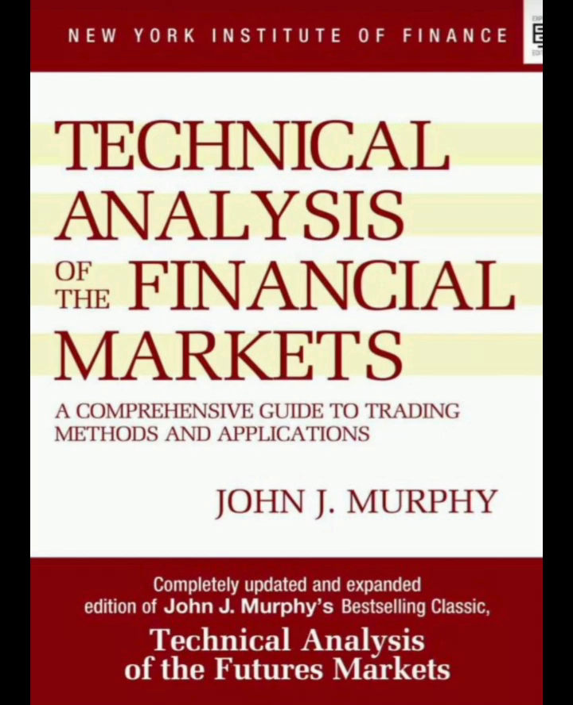Divergences, a key warning signal. Divergence occurs when price makes a new high, but an oscillator fails to do so, indicating a possible reversal. Bullish divergence: price makes lower lows, oscillator makes higher lows, potential rally. Bearish divergence: price makes higher highs, oscillator makes lower highs, possible decline.